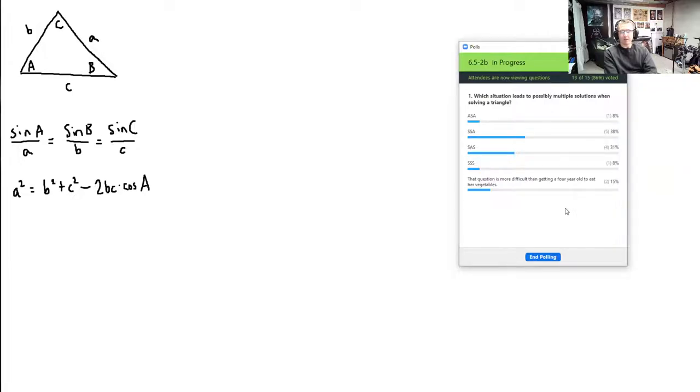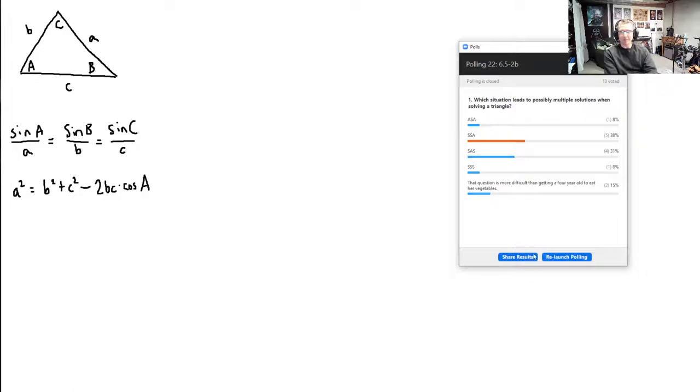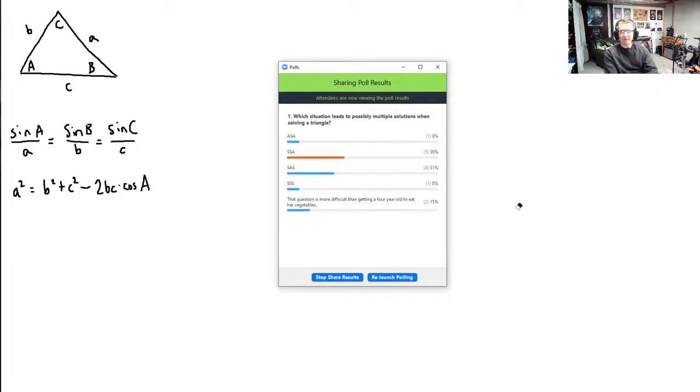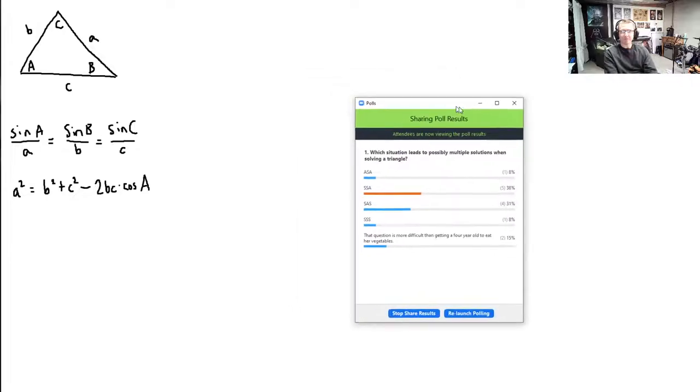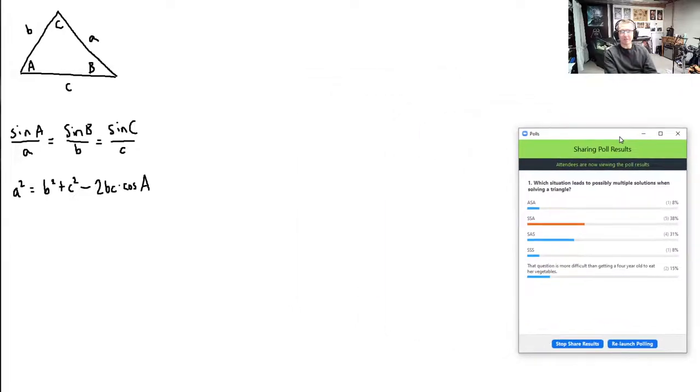Okay. It's been almost 5 minutes. I don't think the people that haven't responded are going to respond. All right, so which situation leads to possibly multiple solutions when solving a triangle? So I think we solved this one as well.